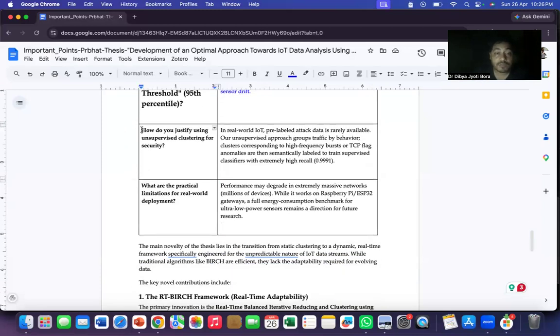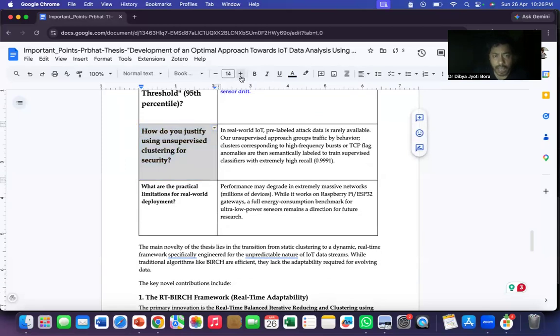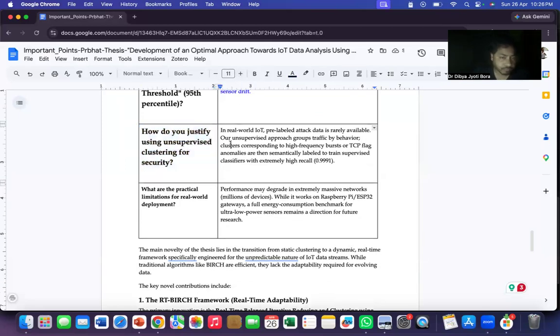Now, how do you justify using unsupervised clustering for security? You know, in real world IoT, pre-labeled attack data is rarely available. You don't know about the data, right? There is no such kind of pre-labeled attack. So our unsupervised approach groups traffic by behavior. Clusters corresponding to high frequency bursts or, you can say, TCP flag anomalies are then semantically labeled to train a supervised classifier with extremely high recall. I told you that, no?